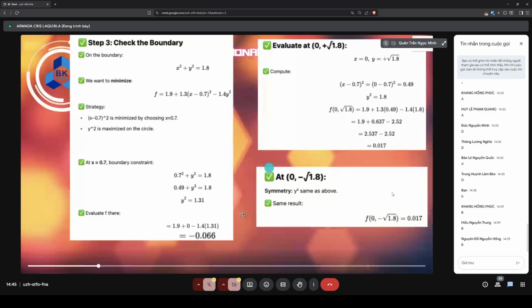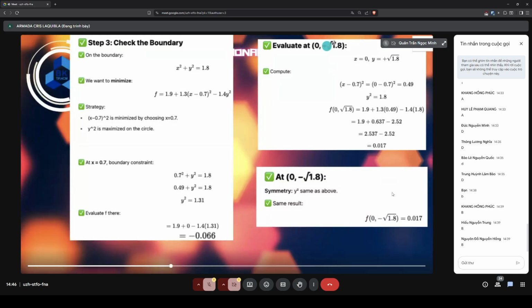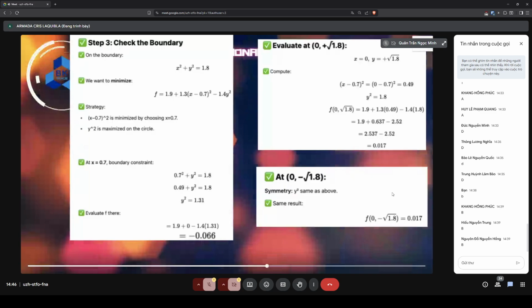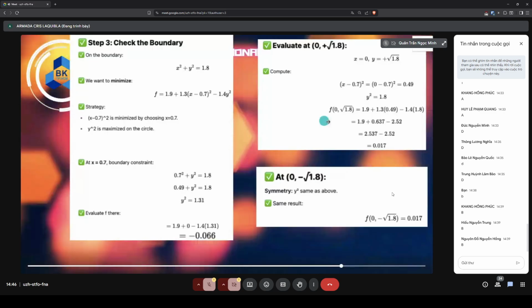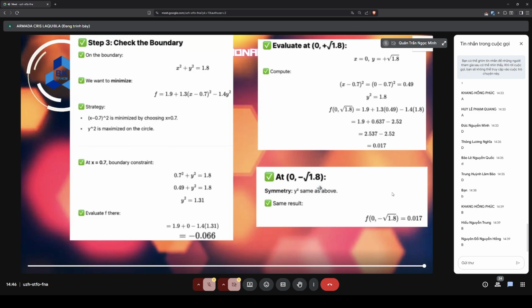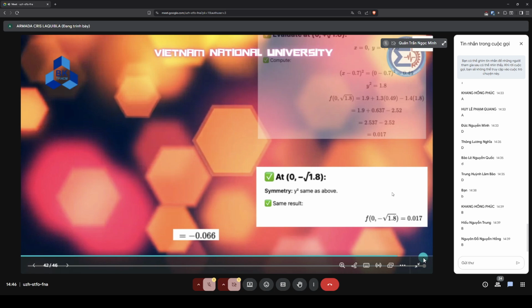Okay, now we consider this point, the 0, and then the positive square root of 1.8, because they are the points there inside your circles, and they are intersecting the xy plane. So you have there in your f, and the result is 0.17. Oh, it's positive, so it's larger than this. We're going to find the minimum. If you have the 0 and then the negative square root of 1.8, the answer is 0.17.